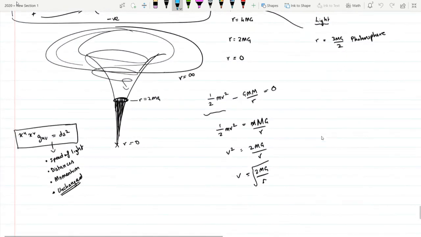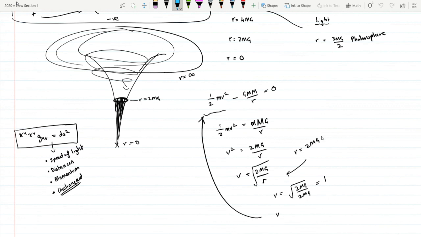I'd be shot if I do this. But what value did we take for the event horizon? The event horizon is R equal to 2MG. So if you plug that in here, we find that the velocity is the root of 2MG over 2MG, which is 1, which is to say that the velocity I need to overcome the black hole's gravitational potential is 1, which is the speed of light.